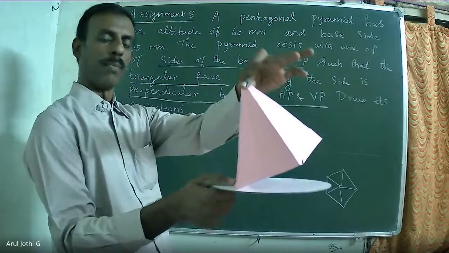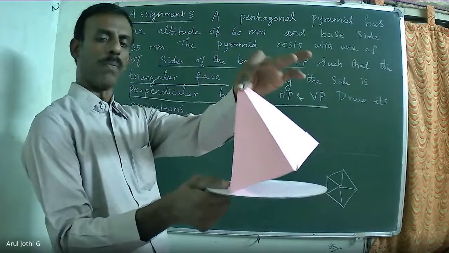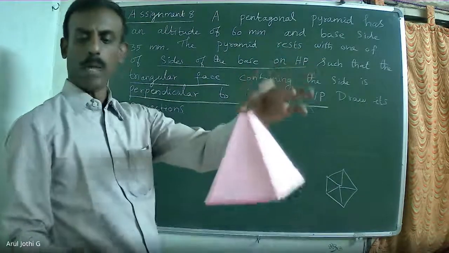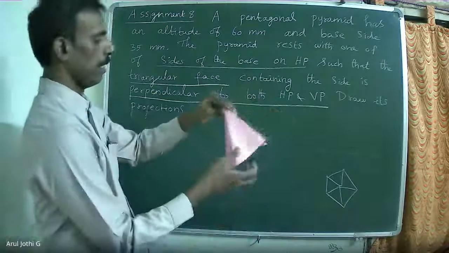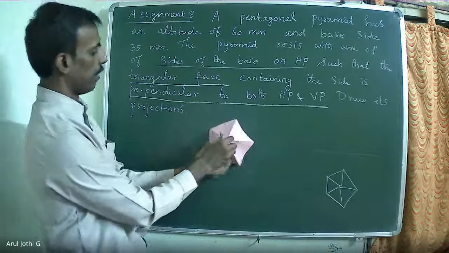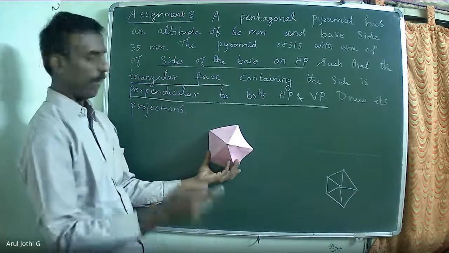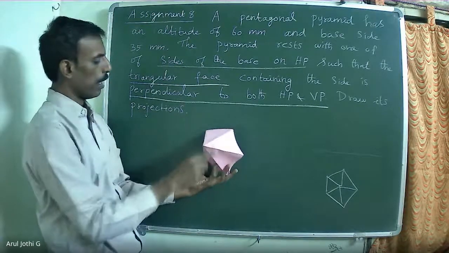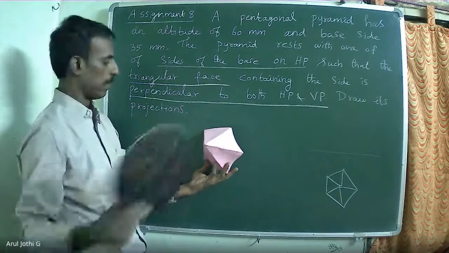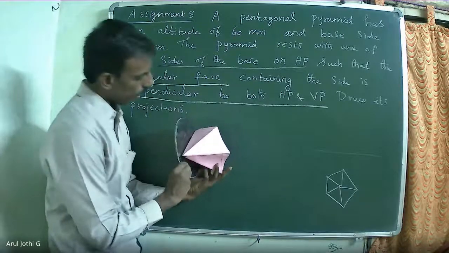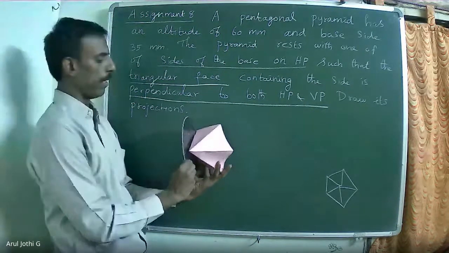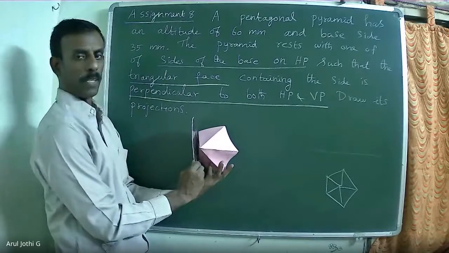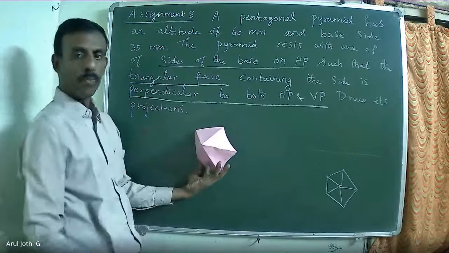Sir, you may ask why we have to start with the top view? Because one of the base sides is resting on HP. Now I will tell you one important thing. Look at the object here. In the front view, I keep one of the base sides here. Now when I rotate the top view, this triangular face is again perpendicular to both HP and VP. But the main important thing is that one of the base sides lies on VP.